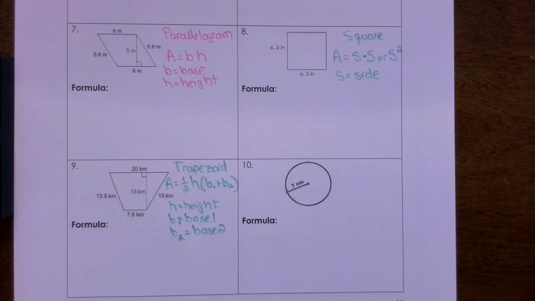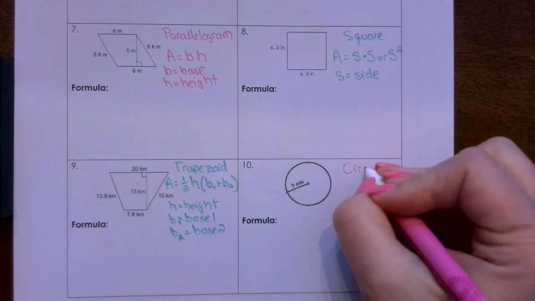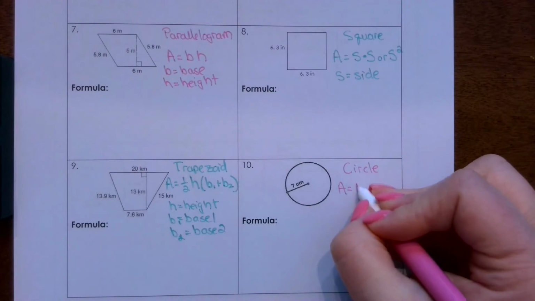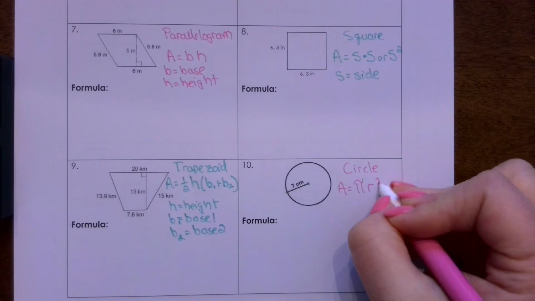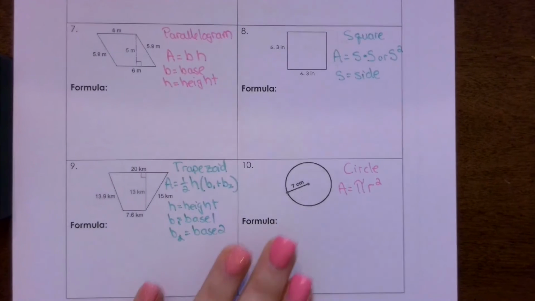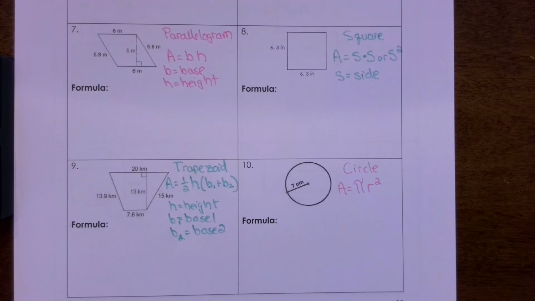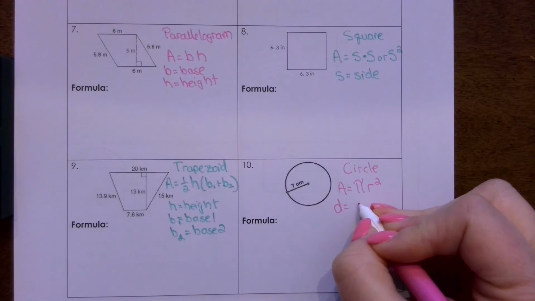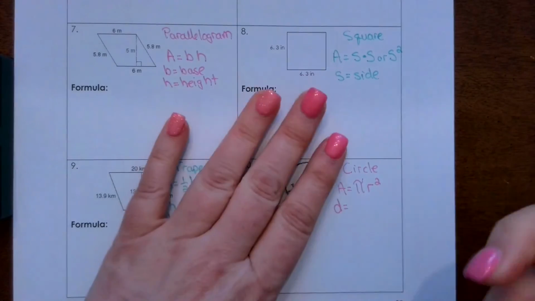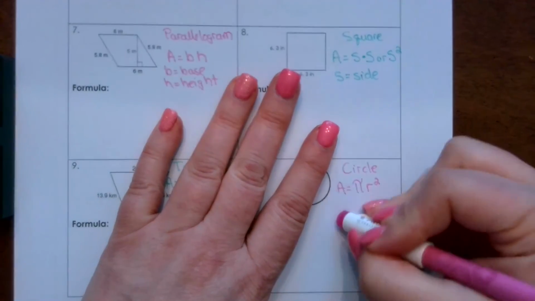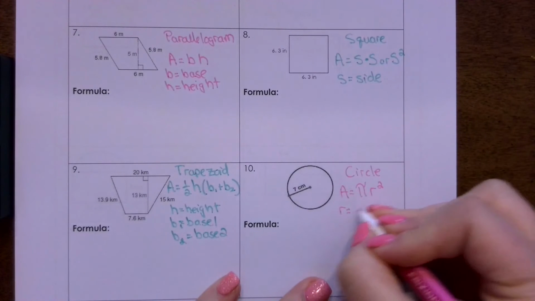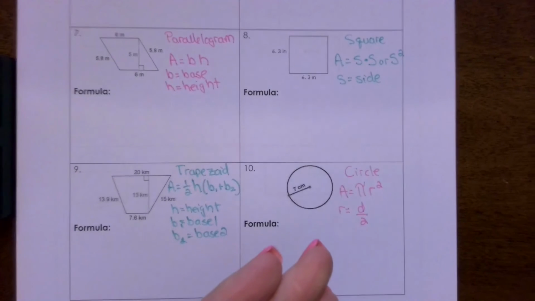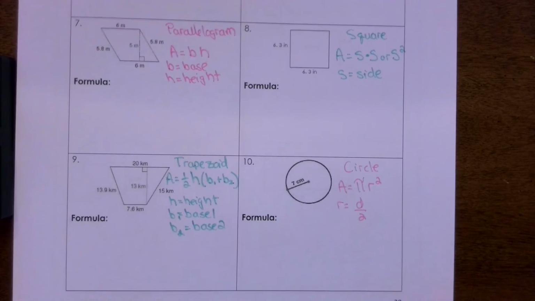Finally, we've got our circle. And circle has a specific formula. Your area is going to equal pi times the radius squared. So remember that the radius is half of the diameter. So if you're given the diameter, you can take your diameter and divide it by 2. I should have written it the other way, excuse me. The radius will equal your diameter divided by 2. So if you're ever given the diameter, you can always find that radius.